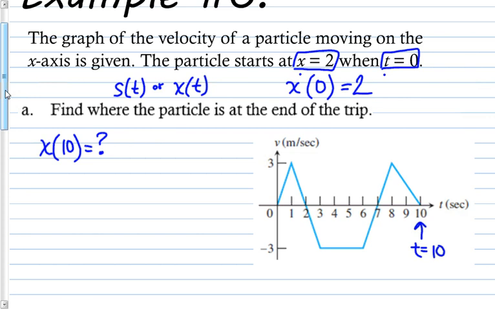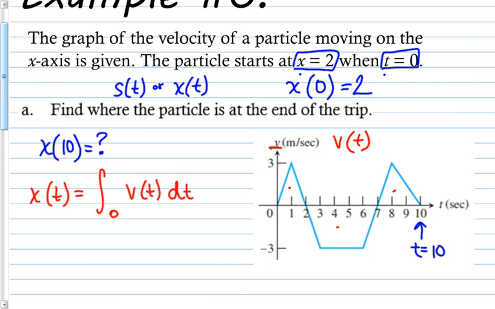Okay, so the only thing you can do with this is a graph. I mean, I can find the area here, here, and there, but that's integrating. So this is the velocity function, right? This is velocity, so this is v of t. So if I want the position function, I would integrate v of t from 0 to 10. And I'll show you why.